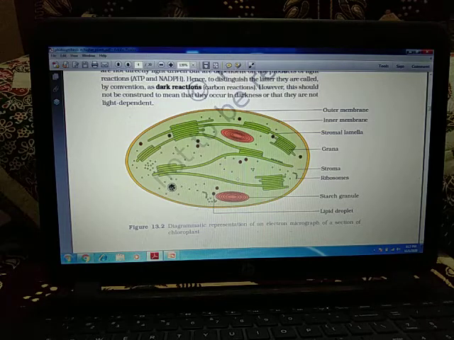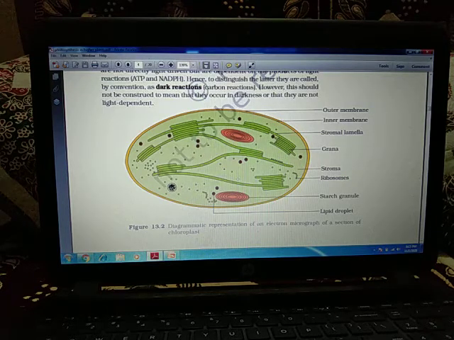The chloroplast matrix or fluid stroma contains DNA, RNA, ribosomes, enzymes for carbon dioxide assimilation, protein, starch grains, and fat droplets or plastoglobuli. These are present in the chloroplast.